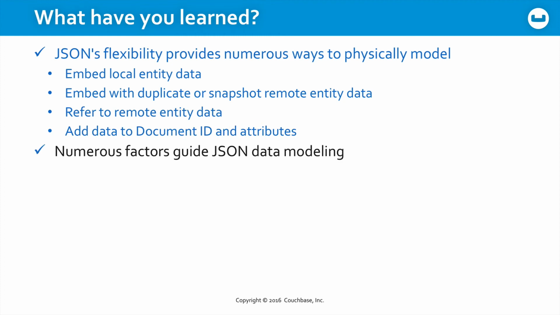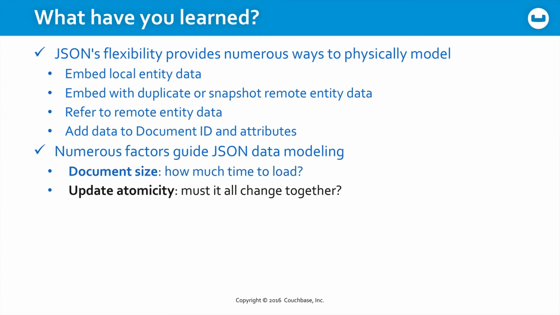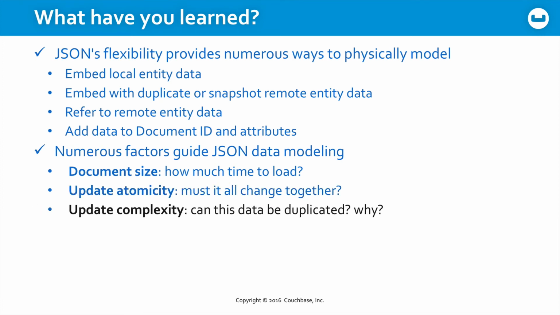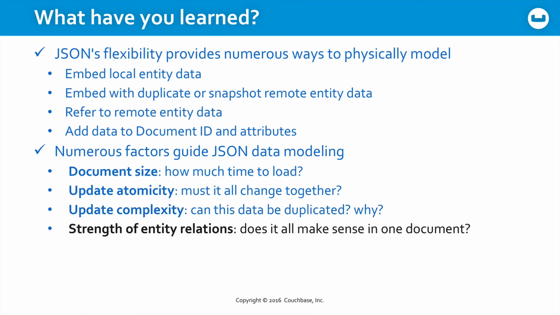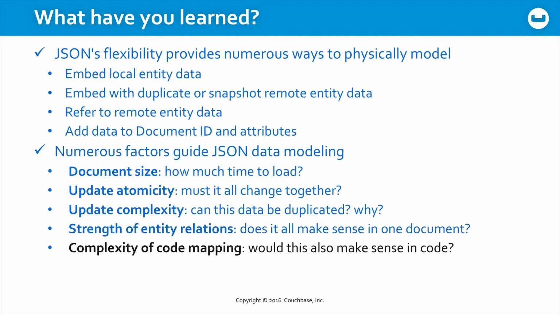Numerous factors guide your data modeling. How large can your documents get, and what impact does this have on the behavior of the other assets in your system? What about atomicity? Must a set of data change together? What about complexity? Can this data be duplicated? If so, why would you do so? Is it a snapshot or is it a duplicate? Do you need timestamps? What is the strength of entity relationships? Conceptually, are you designing a coherent application? And last, what about the complexity of code mapping? Would the documents that you're designing also make sense in the underlying code?